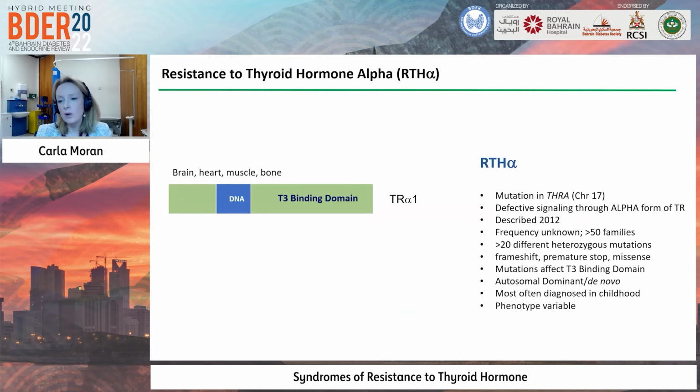The frequency is not known, but greater than 50 families have now been described, and more than 20 different heterozygous mutations have been published. Patients can have frame shift, premature stop, or missense mutations, and the mutations again affect the T3 binding domain. And so they can affect the binding of thyroid hormone, but they can also affect the interaction of the thyroid hormone receptor with cofactors. Patients can inherit it in an autosomal dominant fashion or de novo, and it's most often diagnosed in childhood. And again, the phenotype is very variable.